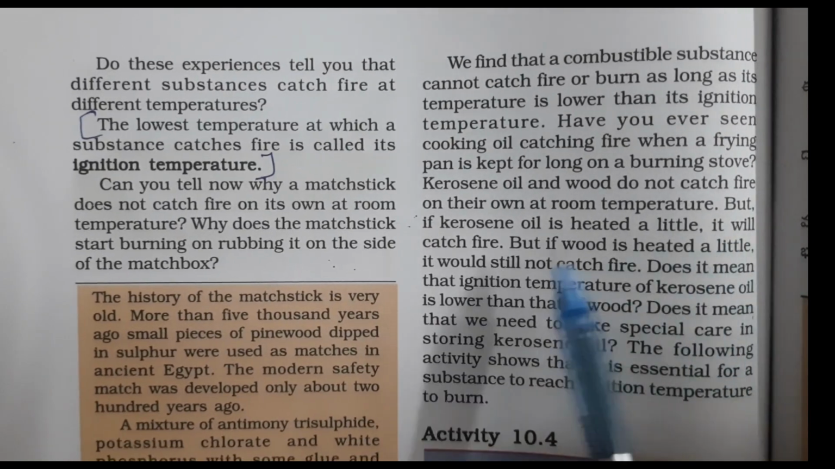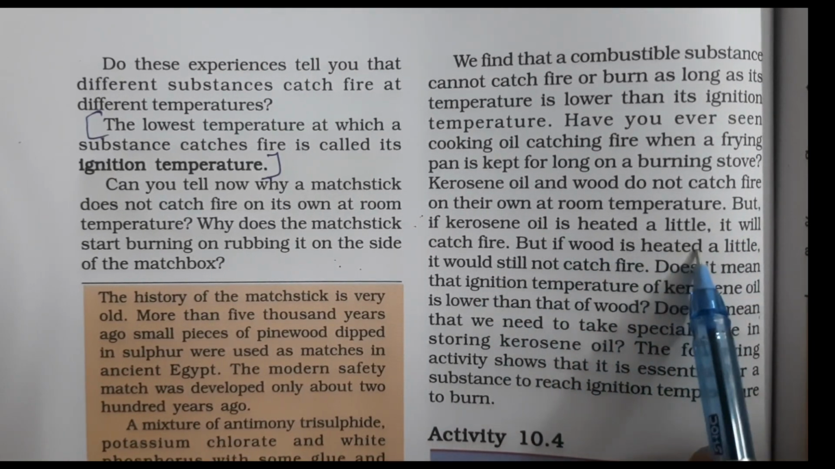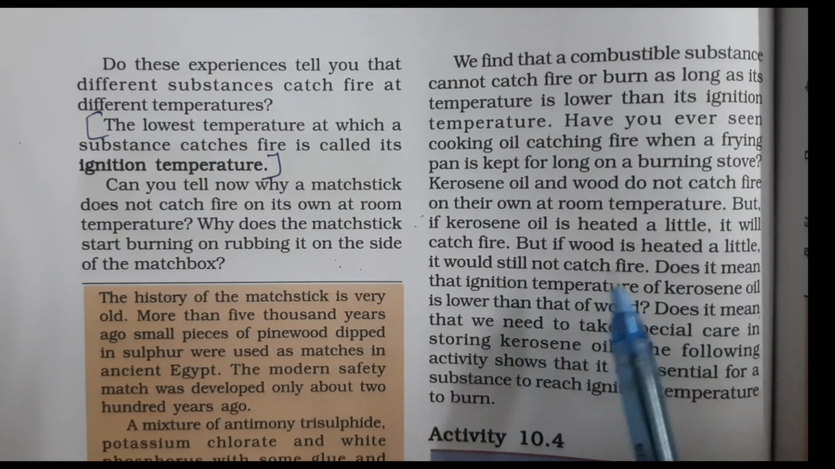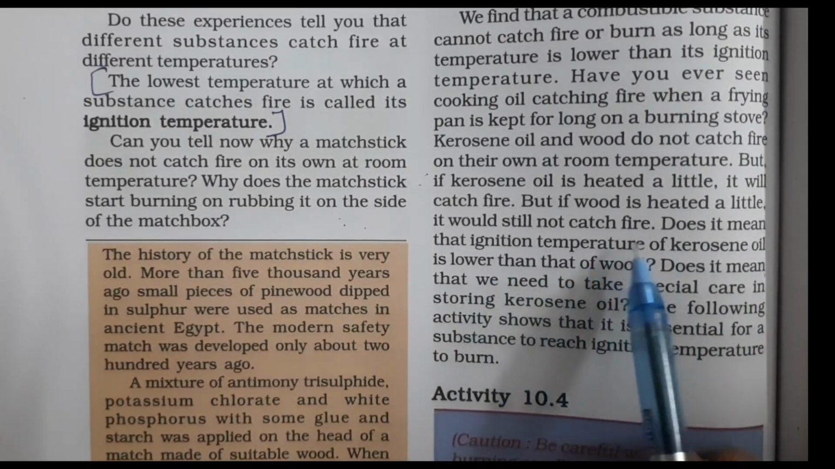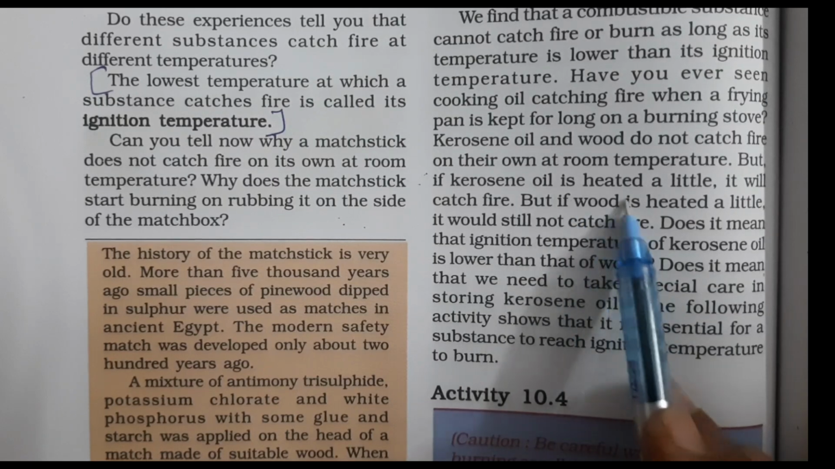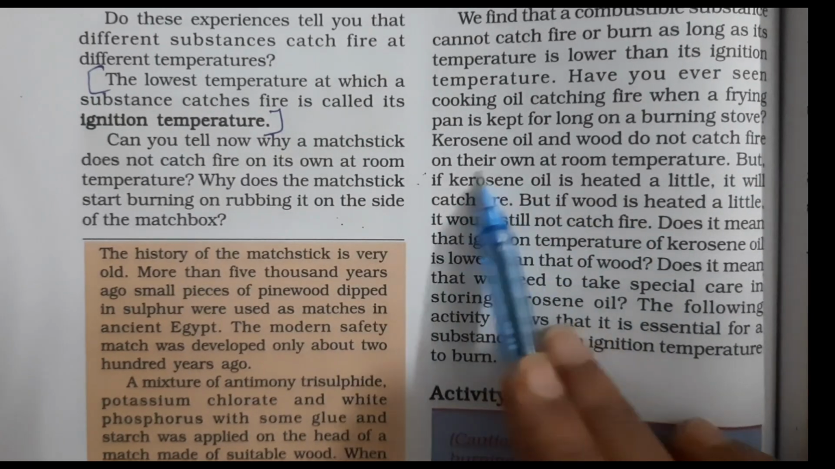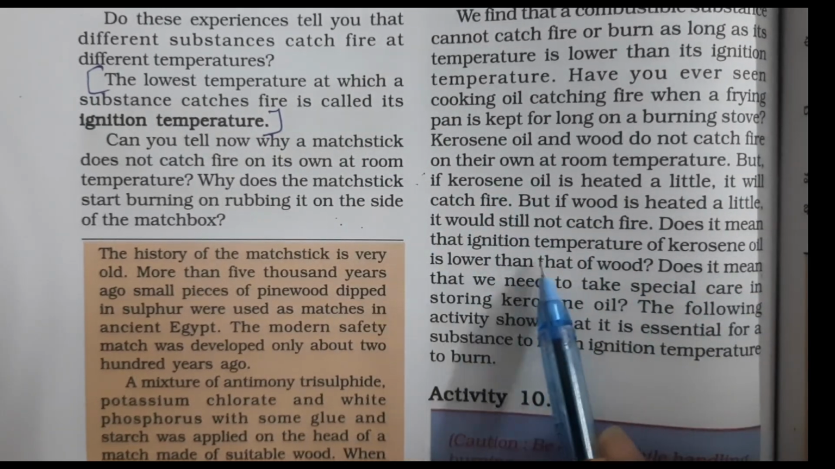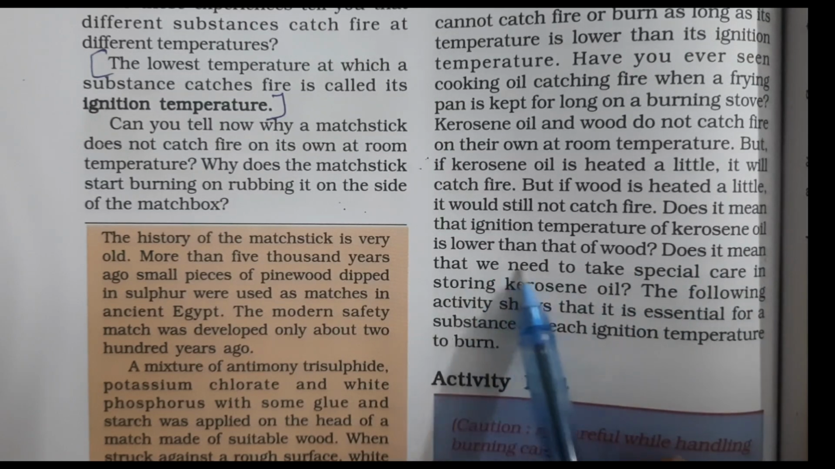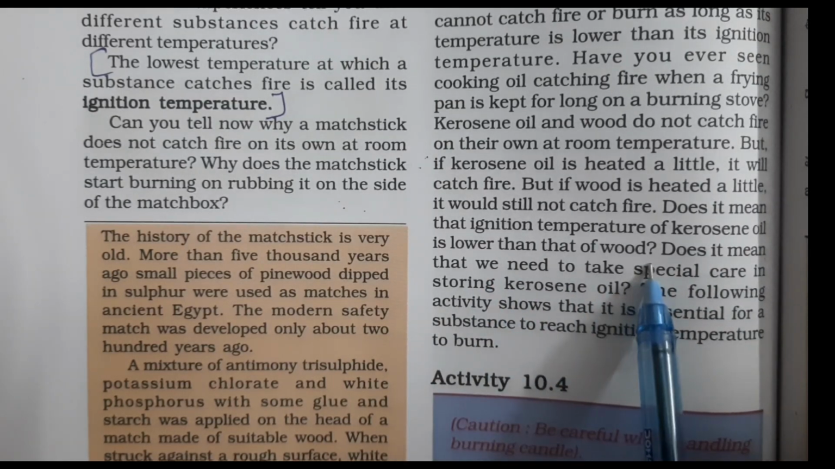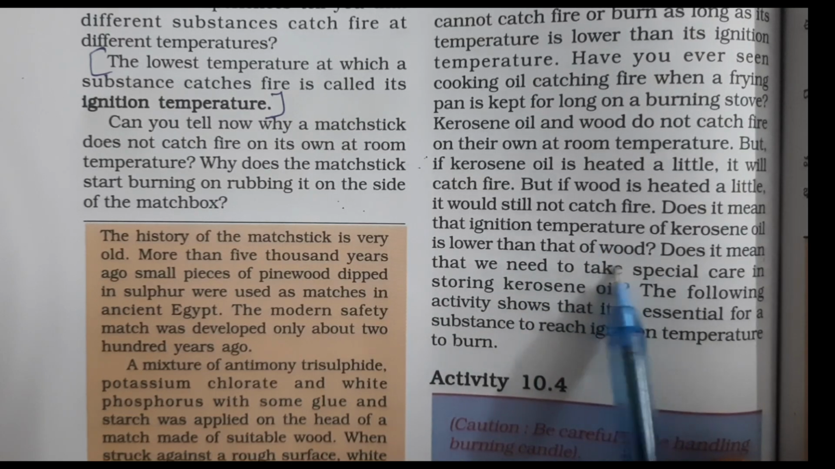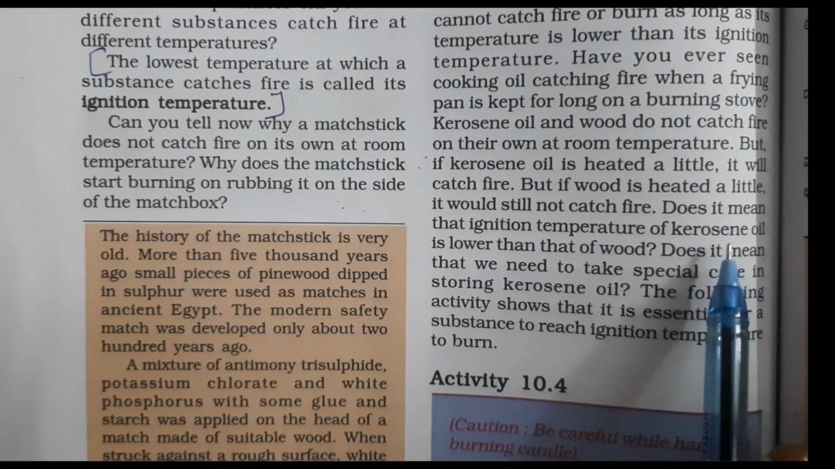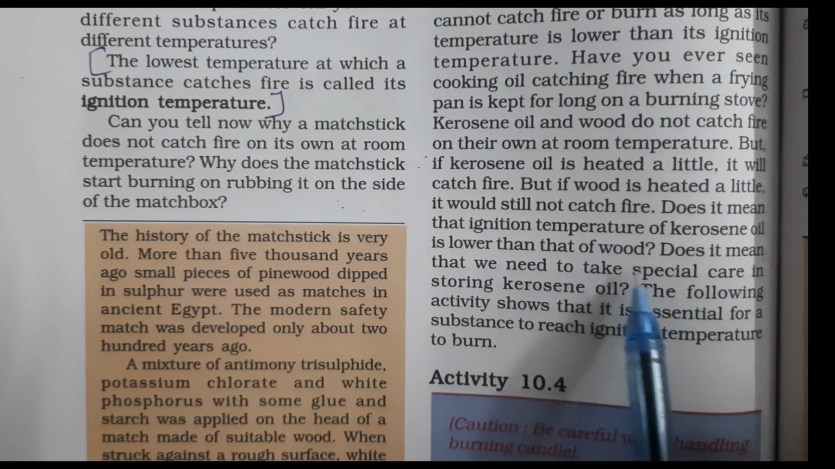so it will not catch fire. But if kerosene oil is heated a little, it will catch fire. But if wood is heated a little, it would still not catch fire. The reason is that the ignition temperature of wood is more than kerosene. Does it mean that the ignition temperature of kerosene oil is lower than that of wood? Yes, it means the ignition temperature of kerosene is lower than wood. That's why kerosene burns faster at low temperature than wood.